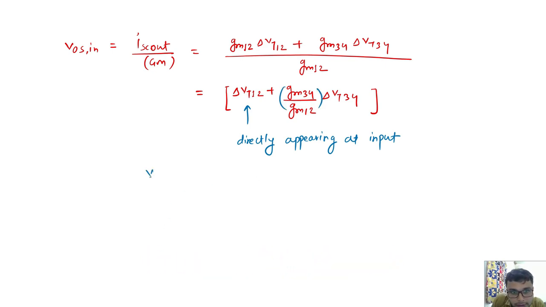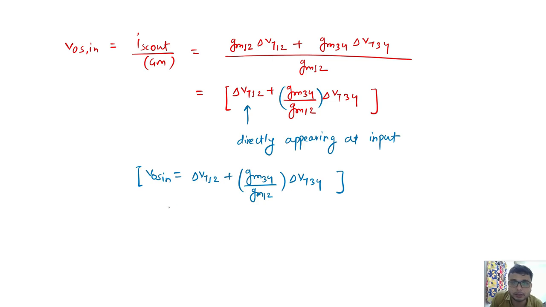So overall I can say that V offset, the input referred offset, is what? It is nothing but del VT of the gm12 transistor plus gm34 by gm12 times del VT34. Okay, so one thing that we know is that if I want to calculate the standard deviation function, which previously I was doing incorrectly.